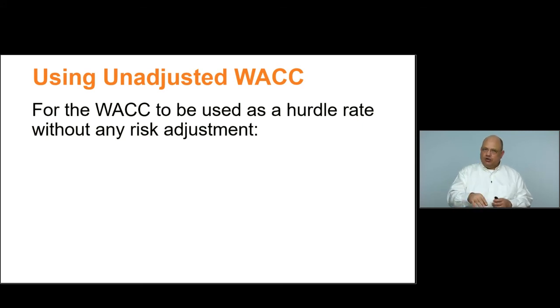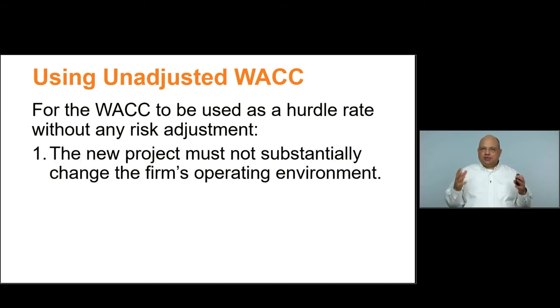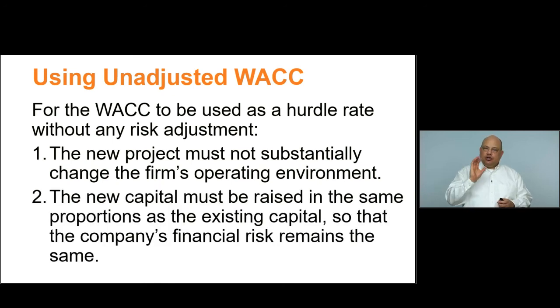Now, in order for us to use the unadjusted weighted average cost of capital with no adjustments, we need to have two conditions. First, this new project must not substantially change our operating environment. We don't want to introduce any change or risks here because of this new project. And the new capital must be raised in the same proportions as the existing capital so that our financial risk remains the same. So if we have a project that isn't new to the company, just kind of another process that we've been going through, we may use an unadjusted weighted average cost of capital as our hurdle rate.